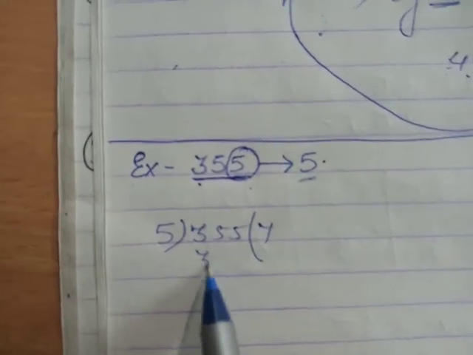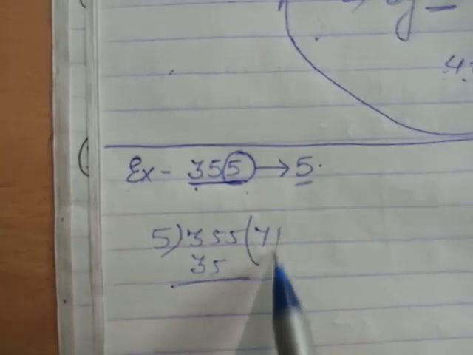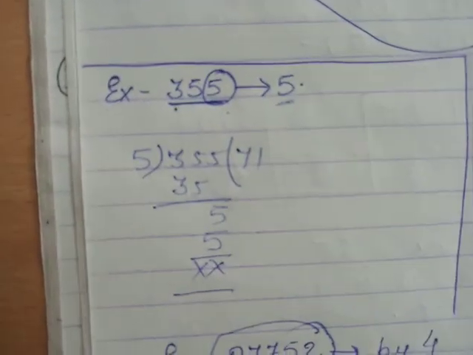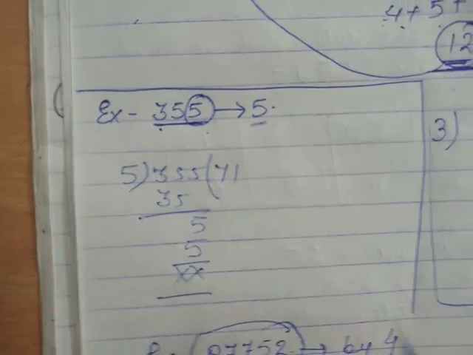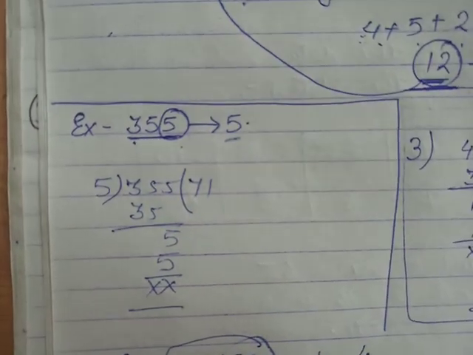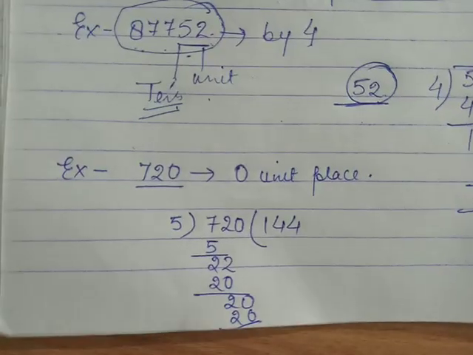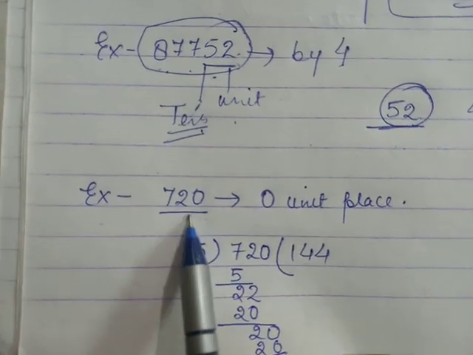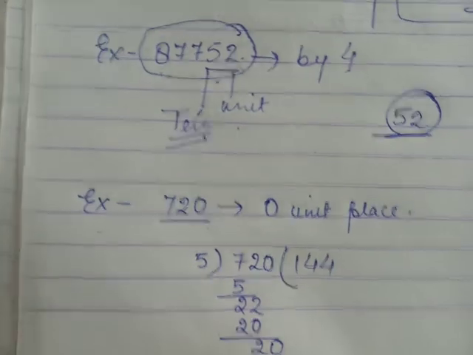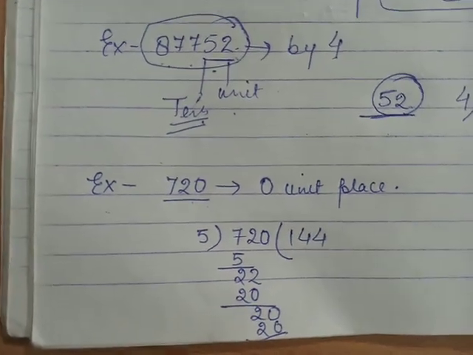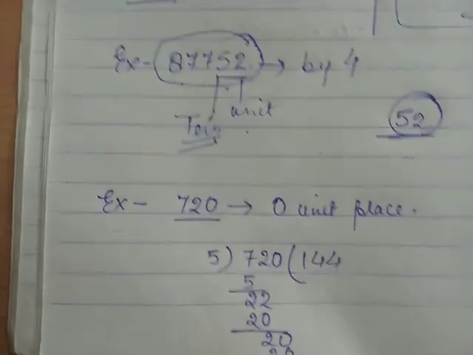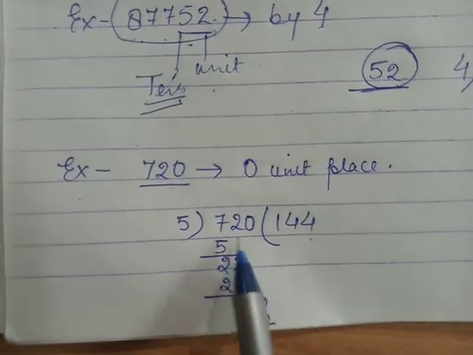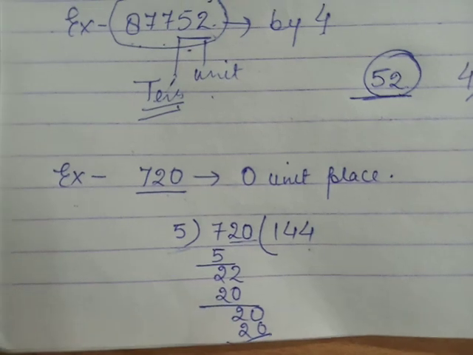7 fives are 35 and 1 five is 5. So this will be divisible. Okay, let's see another number having 0 in the unit place. Here you can see another example, 720, whose unit digit is 0. So a number having 0 at the unit place will also be divisible by 5. Like this you can see that 720 is totally divisible by 5.